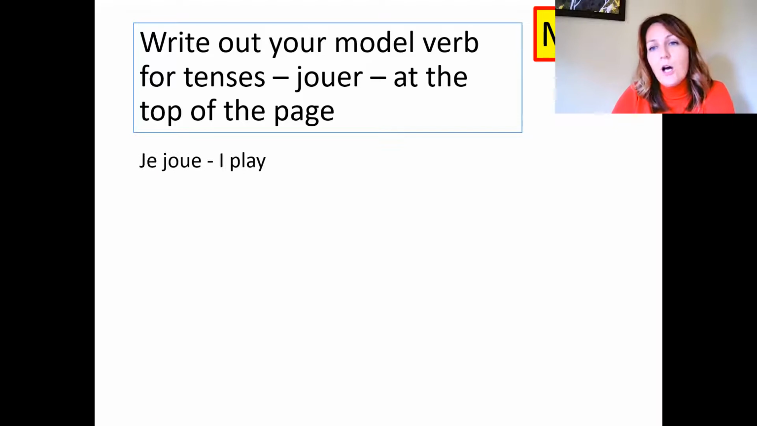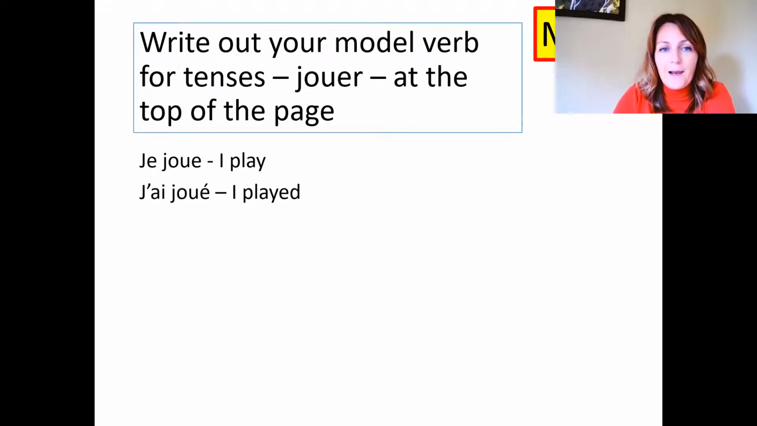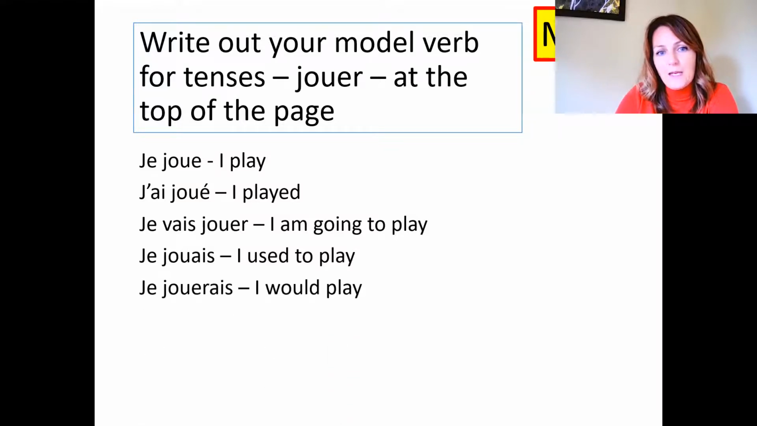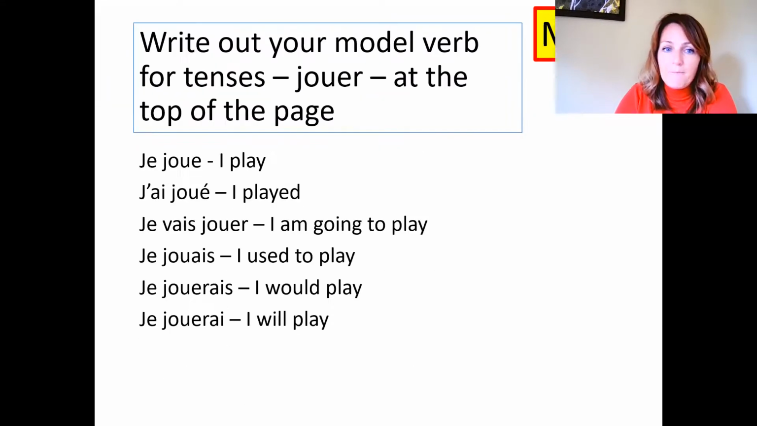So jouer: I'd write je joue, I play, and then j'ai joué, I played. We're always remembering that accent on the E at the end, with the avoir at the beginning, for your past tense or perfect tense. Je vais jouer, I'm going to play. Je jouais, AIS, I used to play. Je jouerais, so AIS onto the end of the whole infinitive, I would play. Je jouerai, AI, I will play, and that's it.